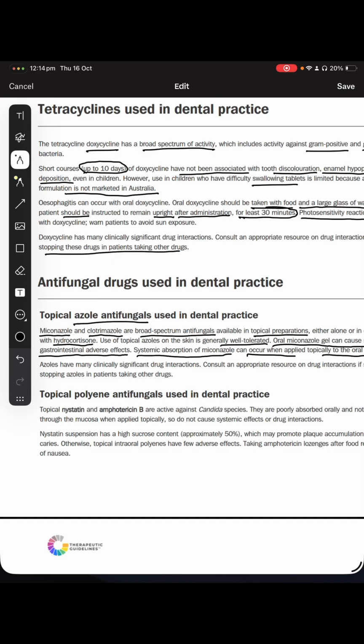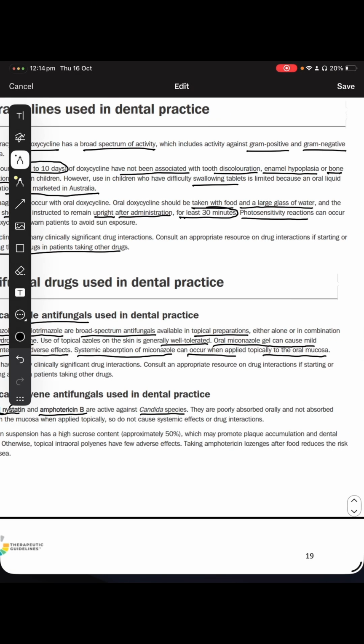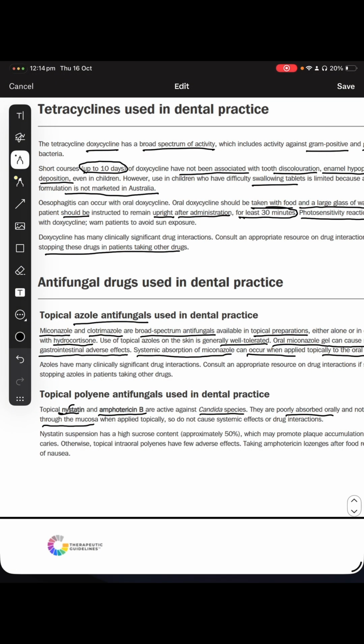Now, topical polyene antifungals used in dental practice. Topical polyenes include nystatin and amphotericin B. They are active against Candida species and are poorly absorbed orally and not absorbed through the mucosa when applied topically. So they do not cause systemic effects or drug interactions.